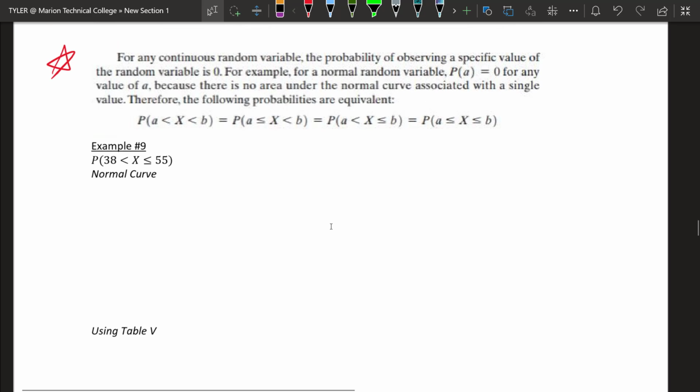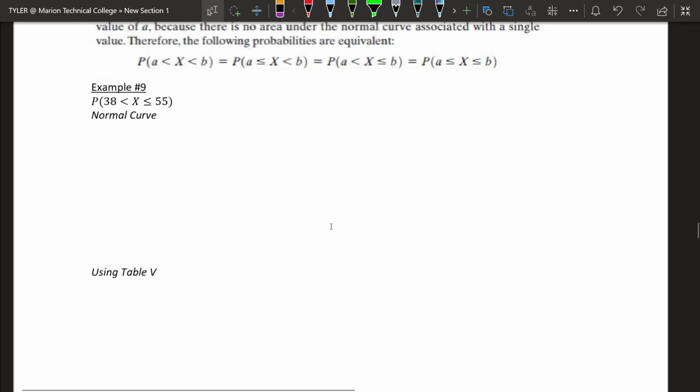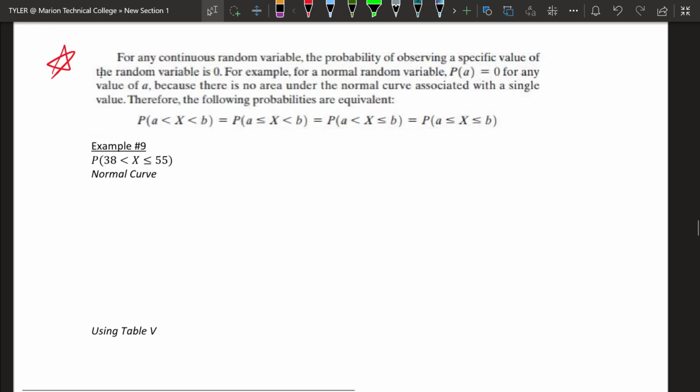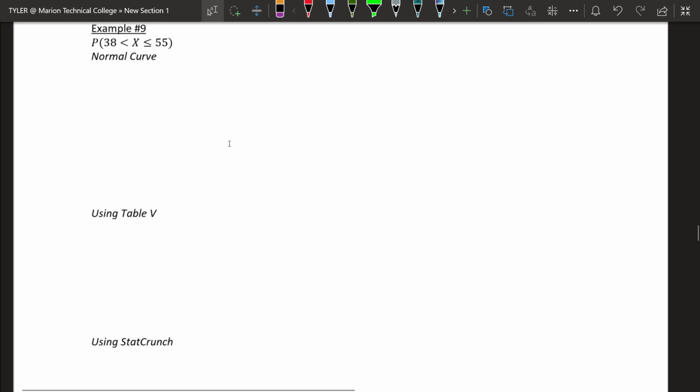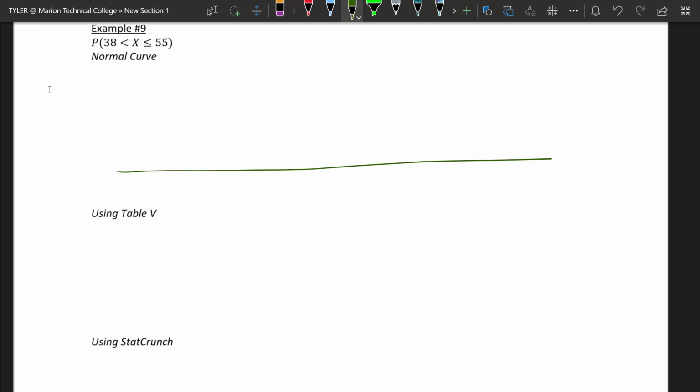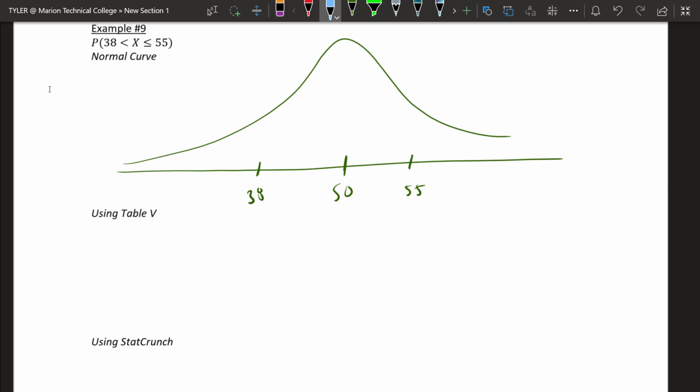All right, so then the next example I have, so we already went over this top part of this page. The next example, example 9, we're finding area in between. So let me draw my graph. Right in the center is going to be my mean, which is 50, and then somewhere to the left of 50 is going to be 38, and then somewhere to the right of 50 is going to be 55. And I'm finding this area in between these values. That's what I'm after.